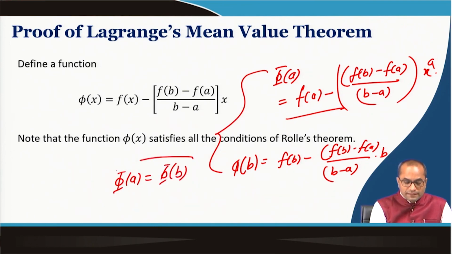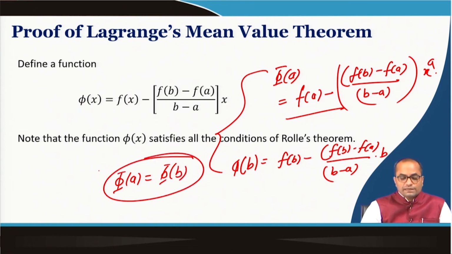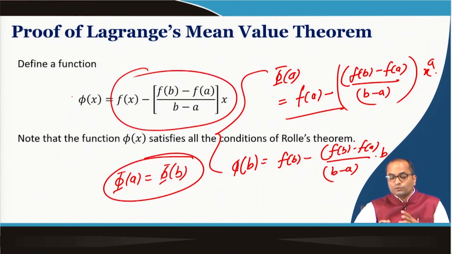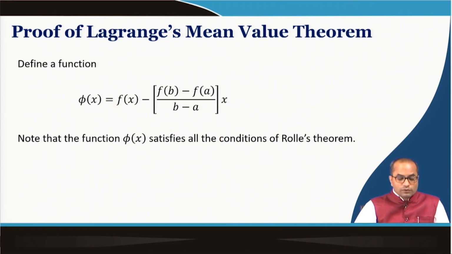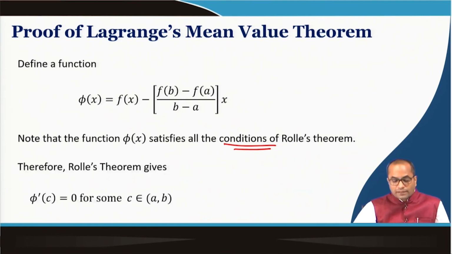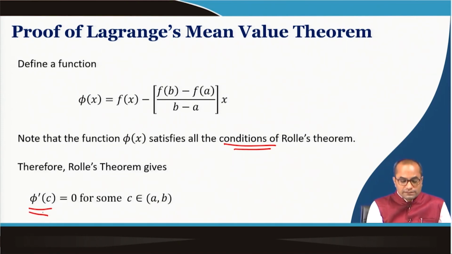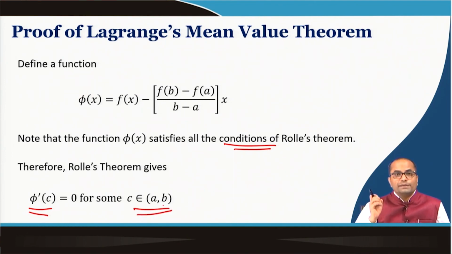for this function. That is the condition we are getting out of this function, that these two values, phi a, which we have written here, and phi b, which we have written here, are equal. So, that means all the conditions of Rolle's theorem, the continuity, differentiability, and phi a equal to phi b, are met, and then we can apply Rolle's theorem, which says that phi prime c will be equal to 0 for some c in this open interval a b.